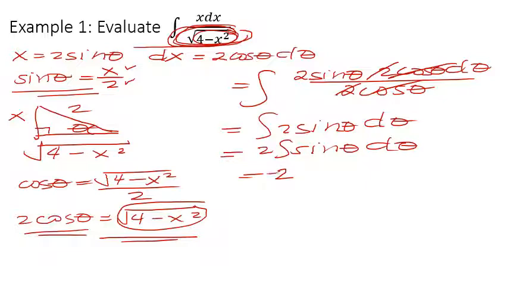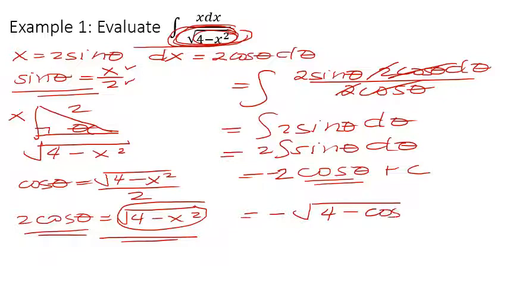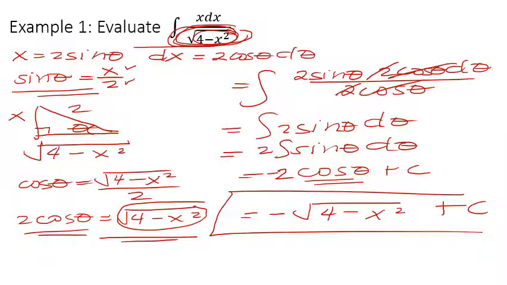This is equal to negative cosine theta plus c. So cosine theta, right, 2 cosine theta is equal to square root of 4 minus x squared. You have square root of 4 minus x squared, over 2. Alright, so either way, you can do both. Basta you got the same answer lang. Right? So let's proceed to the second one.